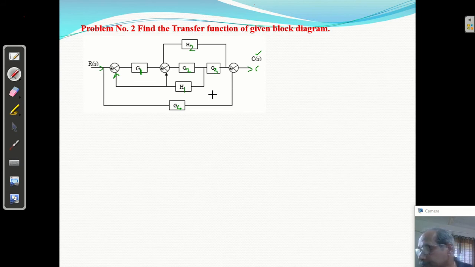Next step is what? What we will do. If you shift this takeoff point, this is the takeoff point I have given, clear? And suppose if you shift this takeoff point beyond this block here, similar to the last problem, what will happen? This will be divided by G4. So here you will get H1 by G3. Okay, so I am going to shift here.